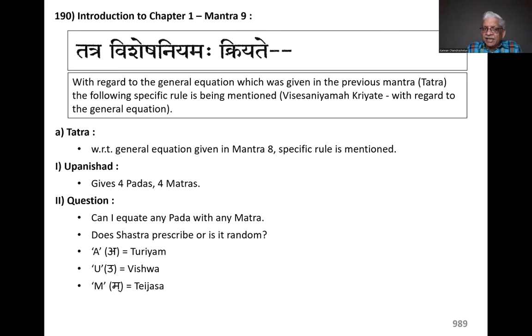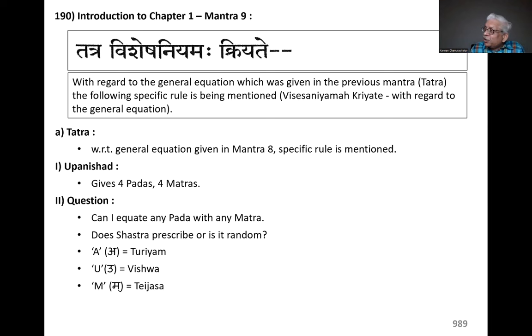What does he say? He says that with reference to a general equation, which we have studied in the 8th mantra about the four padas and the four matras, can we equate at random any pada with any matra, or is there an order? For example, can we say A matra is Turiyam, U matra is Vishwa, and Ma matra is Taijasa?